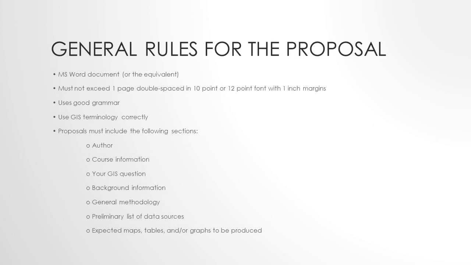So what are the general rules for the proposal? Word document or the equivalent of that shouldn't exceed 1 page double spaced in 10 or 12 point font with 1-inch margins. I expect you to use good grammar and use GIS terminology correctly. Your proposal has to include the following sections: the author, the course information, your GIS question, background information, general methodology, preliminary list of data sources, and expected maps, tables, and or graphs to be produced.